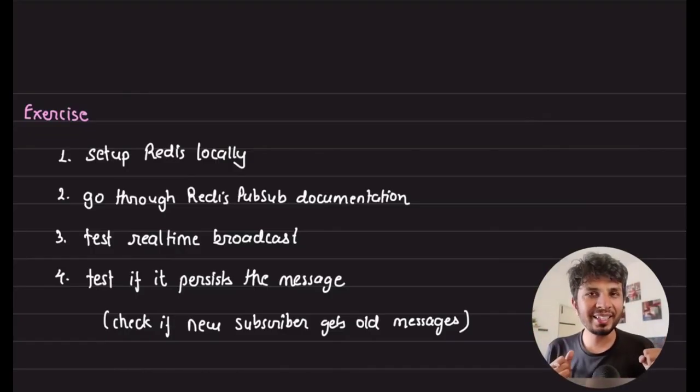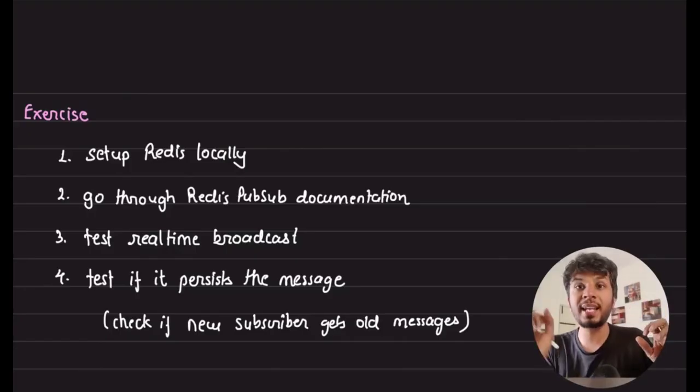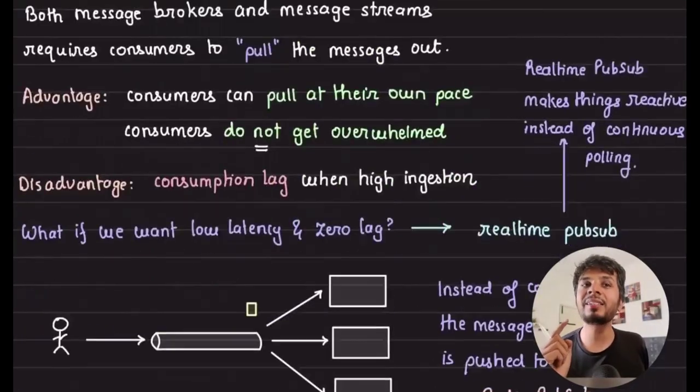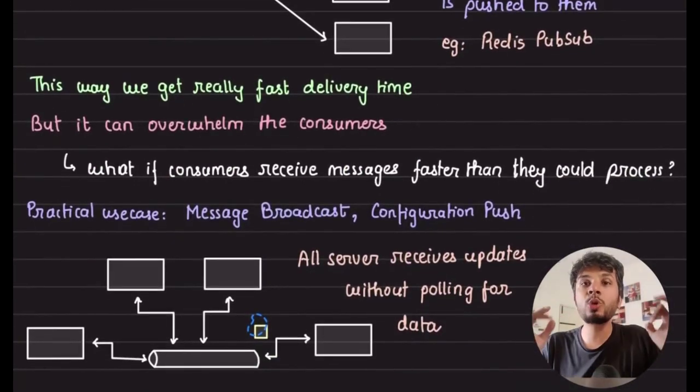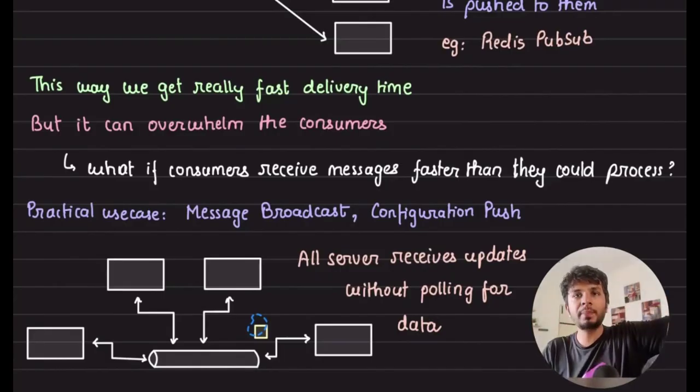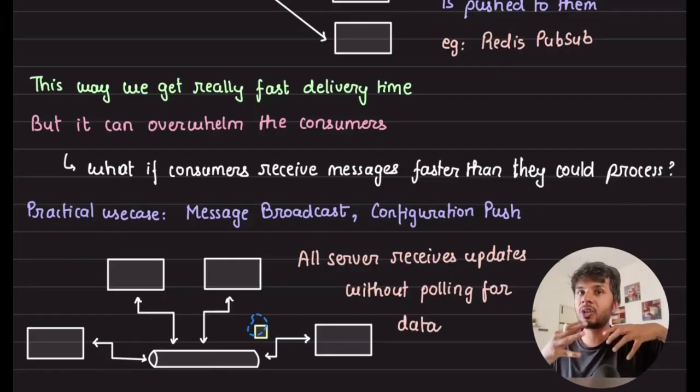Now, an interesting thing that I want all of you to test is to see if you can persist the message. What happens when you send 10 messages and then a new subscriber joins? Would it get all the historical messages or not? You'll find it very amusing. Let me give you a spoiler alert. It does not. So what it tells us is that real-time Pubsub does not store anything. So when you're using Redis Pubsub and you send data to it, it would immediately broadcast to everyone who is connected at that very moment. It does not store anything.